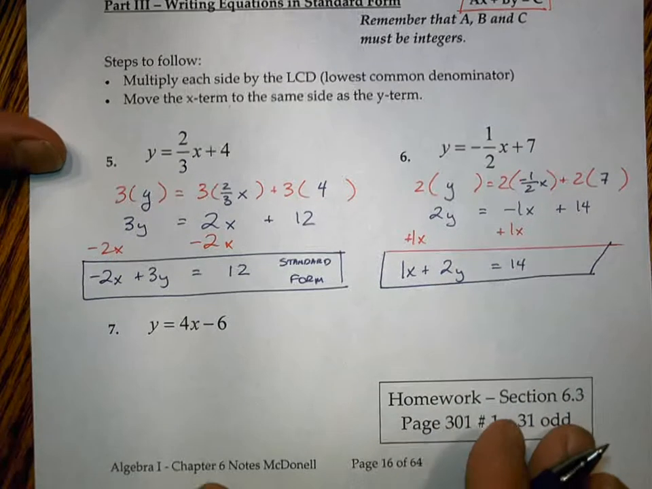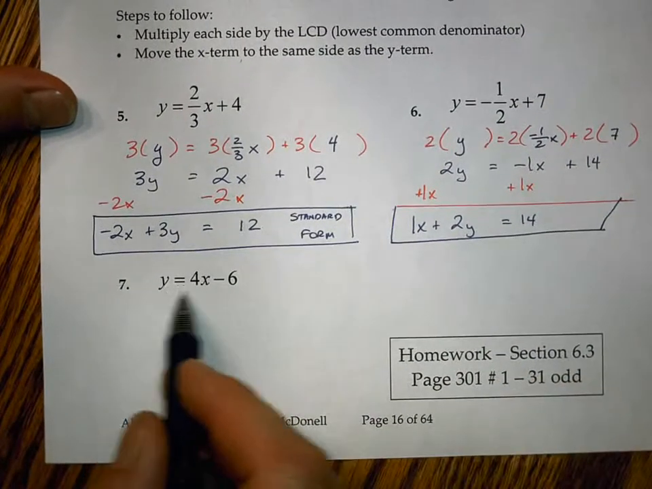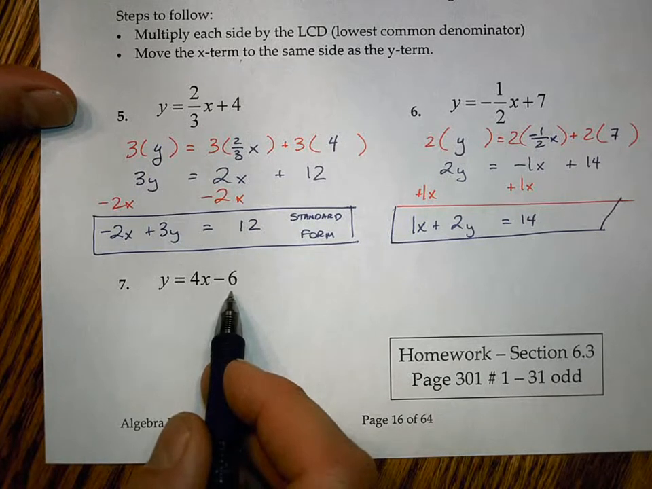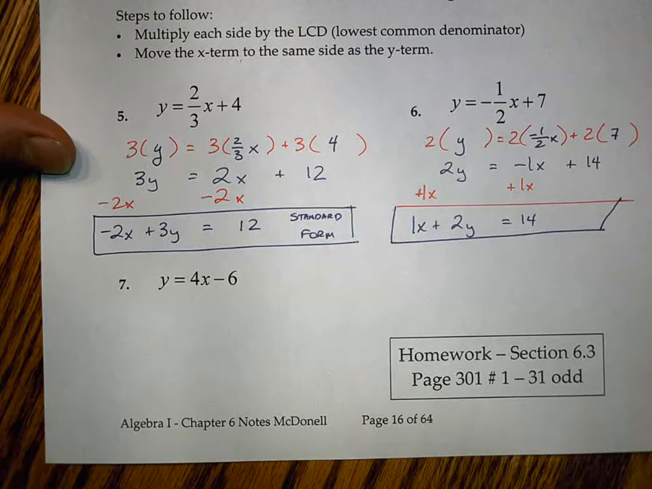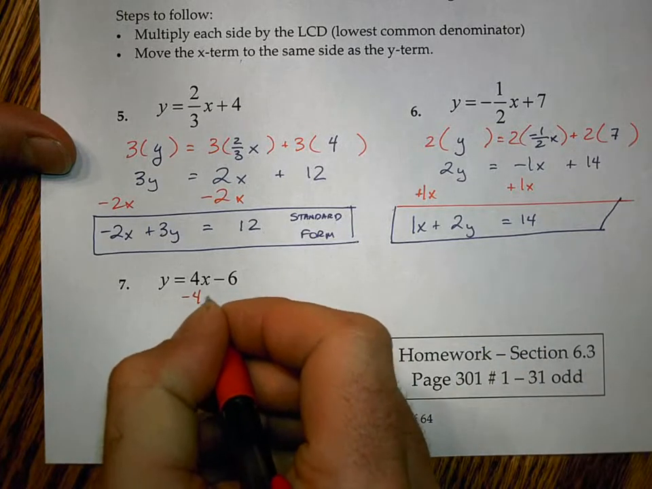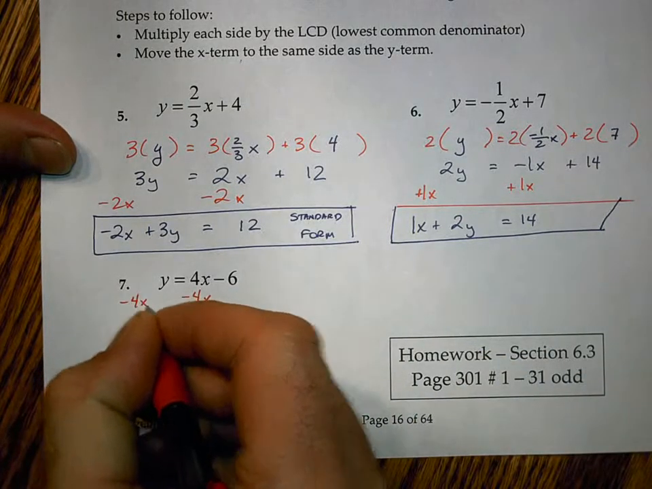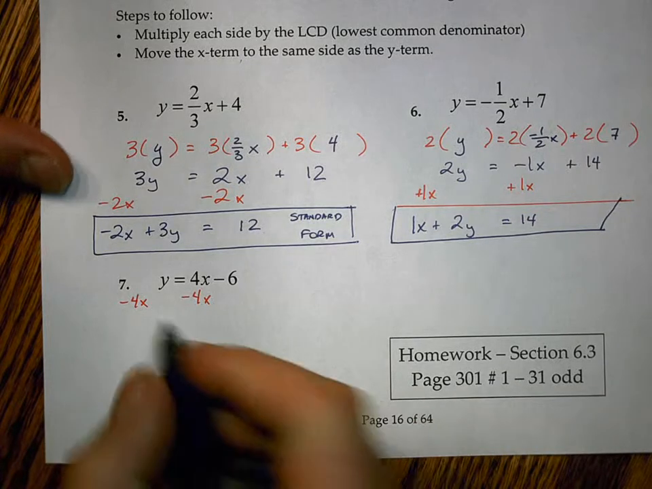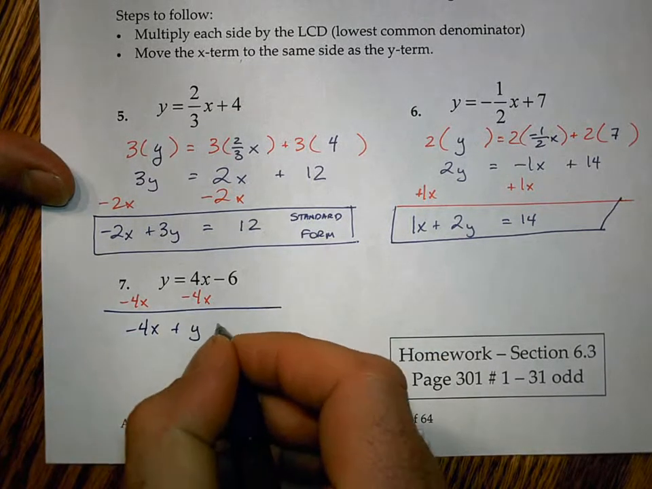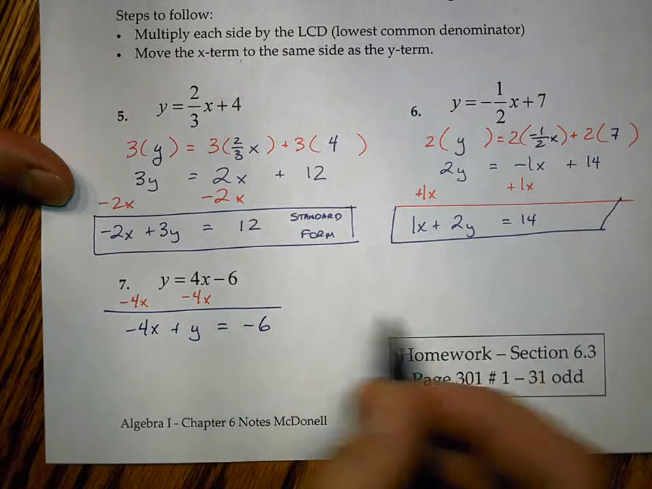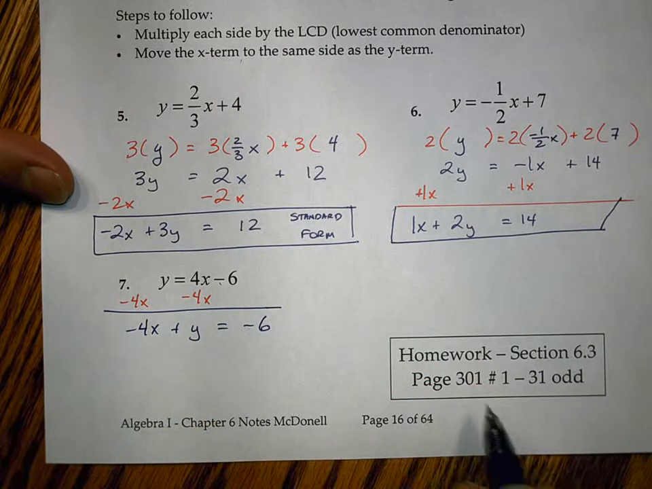Our last example, we don't have a fraction. Because we don't have a fraction, I don't need to multiply by everything, but I can immediately go to our step where we're going to move the 4x over to the left-hand side. When I do that, I'm left with negative 4x plus y equals negative 6. Don't forget to bring down the negative on the 6.